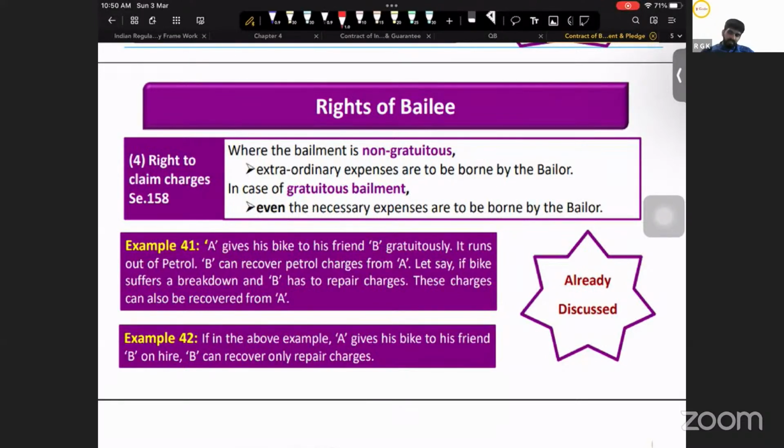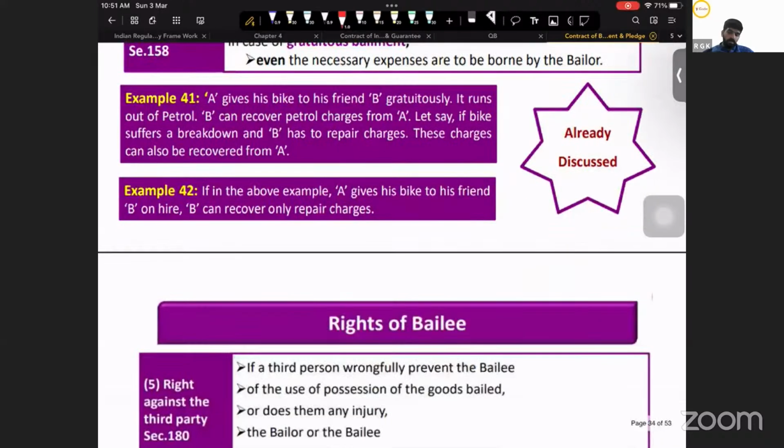Where the bailment is non-gratuitous, the bailee has the right to claim extraordinary expenses, and the bailer shall compensate them. In case of gratuitous bailment, that is what I said: the duties of the bailer are the rights of the bailee, and the duties of the bailee are the rights of the bailer. So all these points are already discussed, which is why we see a lot of similarities. In case of gratuitous bailment, for necessary as well as extraordinary expenses, if it is for the benefit of the bailer, then it becomes the duty of the bailer to compensate. The bailee gets the right to be compensated. So this is the part.